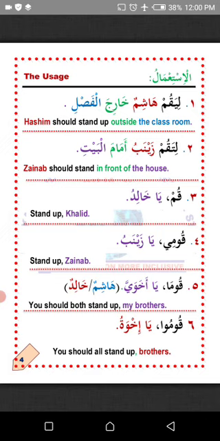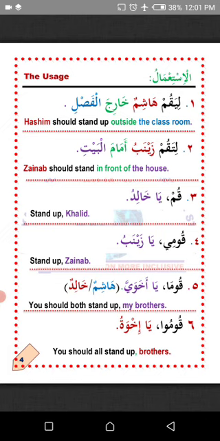Number 2. Litakum Zainab amam al-bayt. Zainab should stand in front of the house. Number 3. Kum ya Khalid. Kum, stand up, Khalid. Now you are commanding Khalid directly. Number 4. Kumi ya Zainab. Kumi, stand up, Zainab.